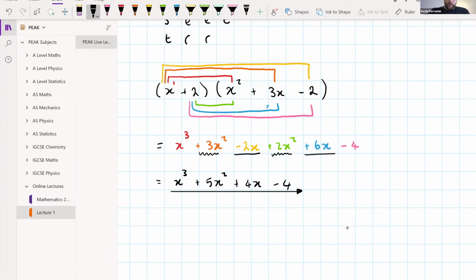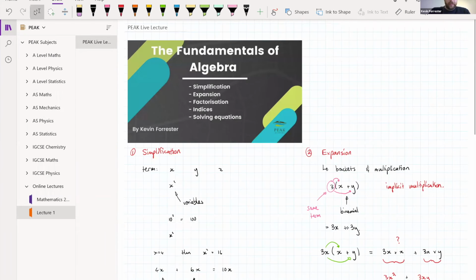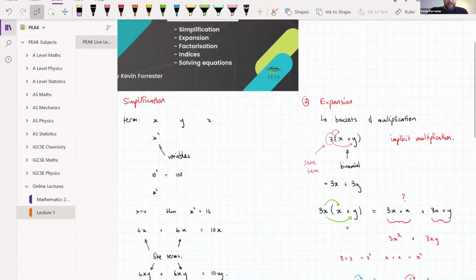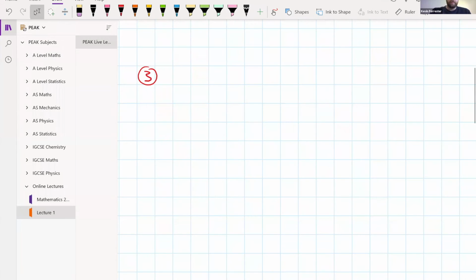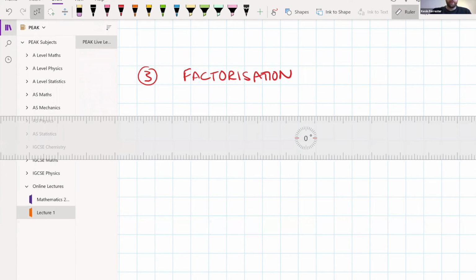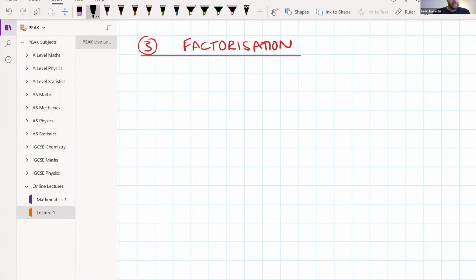Now the second last section that I'd like to cover is factorization. Unfortunately, we won't have enough time to do indices and solving equations, so we're going to have to wait for next time to do that. So the last thing I would like to cover is factorization. Factorization is quite an interesting process because it involves reverse expansion.